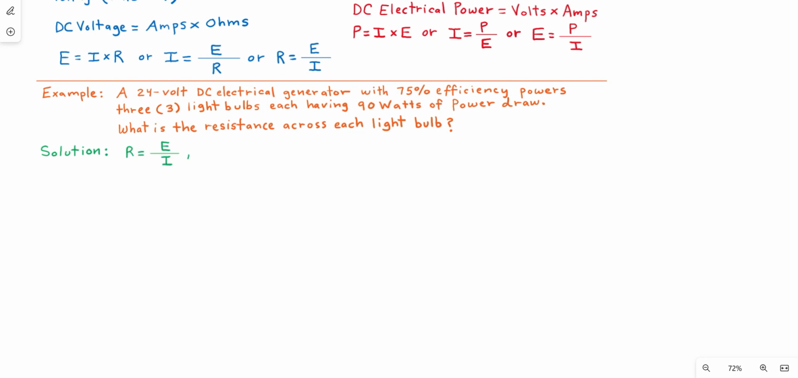So based on the question's information, we need to access Ohm's law formulation for resistance on the left and the DC electrical power formulation to compute current in a DC electrical circuit, the power divided into the voltage, and with respect to Ohm's law, the voltage divided into the current. So if we read the question carefully, we have a 24-volt DC voltage source, and each light bulb draws 90 watts of DC electrical power.